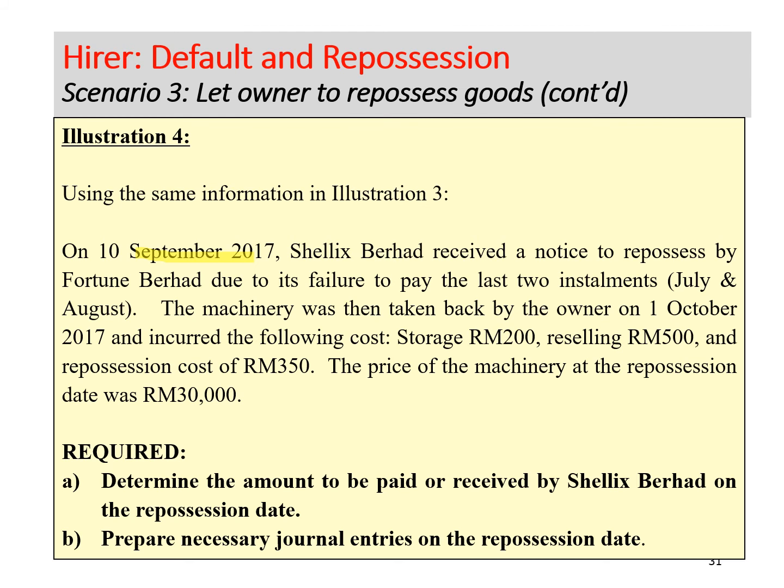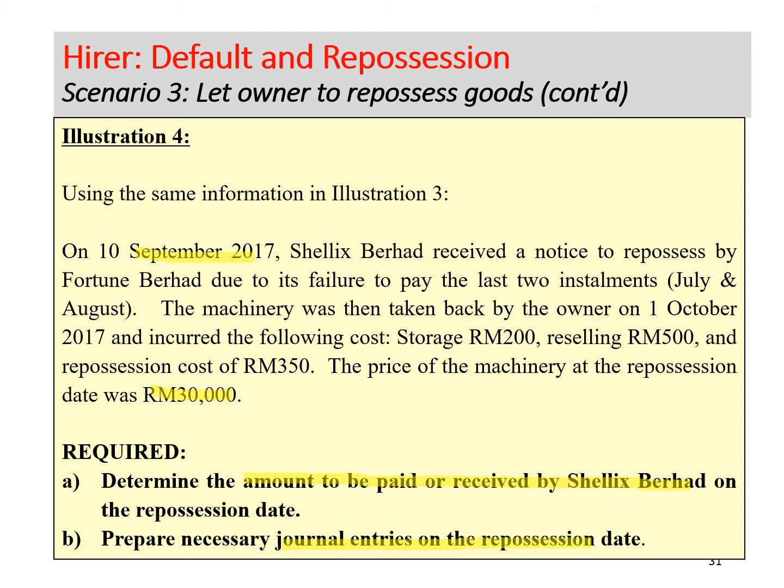and incurred the following costs, such as the storage cost of 200, reselling cost 500, and repossession cost of 350. So the price of the machinery at the repossession date was 30,000. What they ask you to do is determine the amount to be paid or received by Shelix Berhad on the repossession date and prepare the related journal entries on the repossession date.